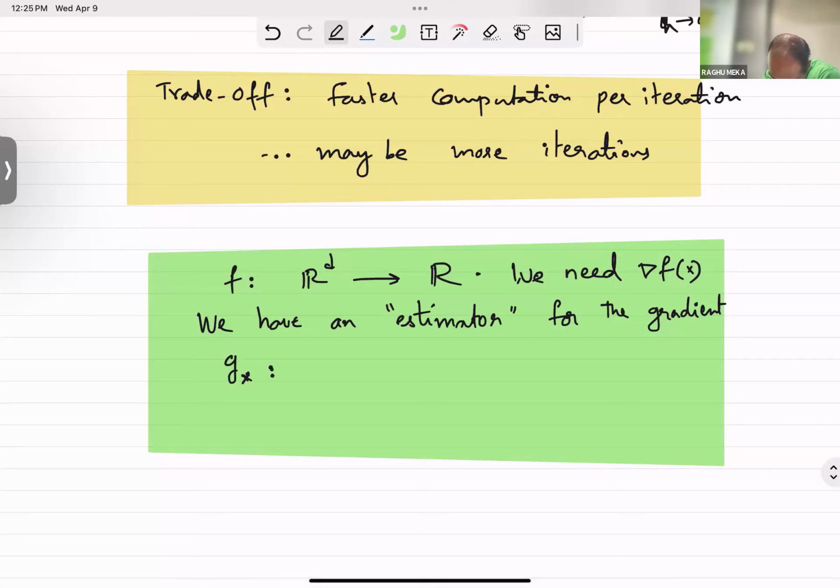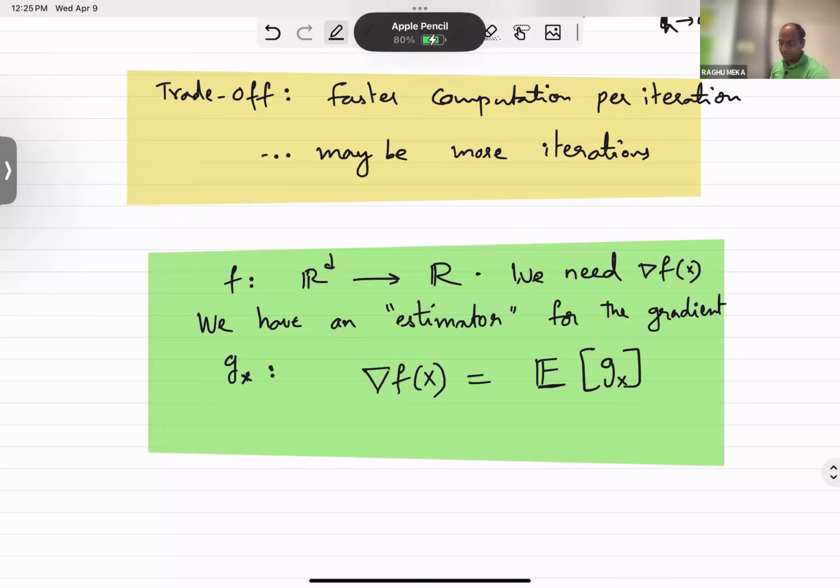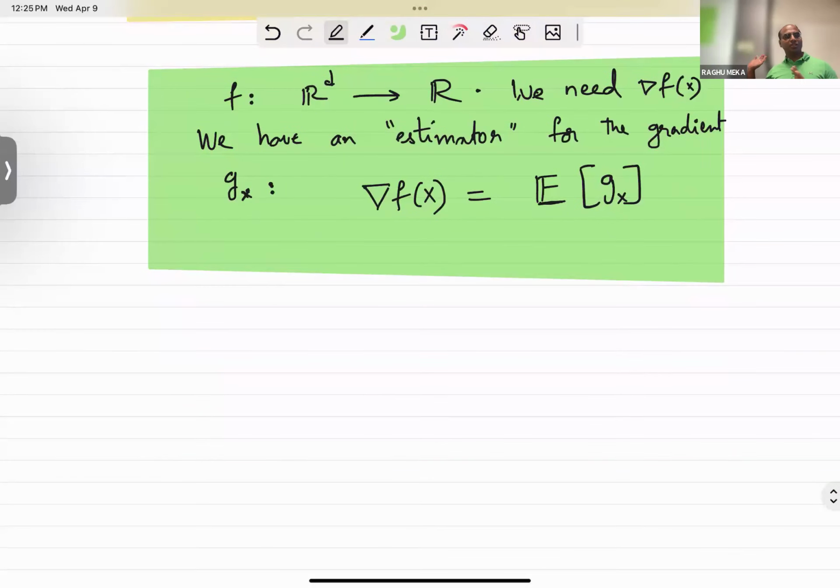For the gradient, g(x) means the expected value of the estimator is exactly the gradient. Any questions about the definition? So for every point, I have some way to estimate the gradient. Let's not question where this estimator comes from, but given this estimator, we're just going to use it as the surrogate for the gradient. That's a very simple trick.